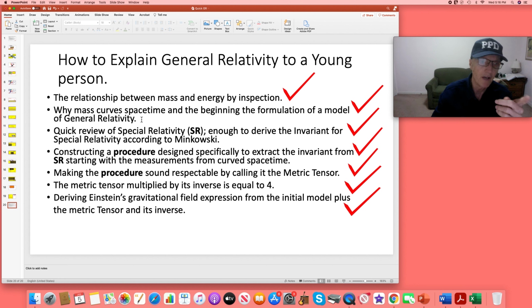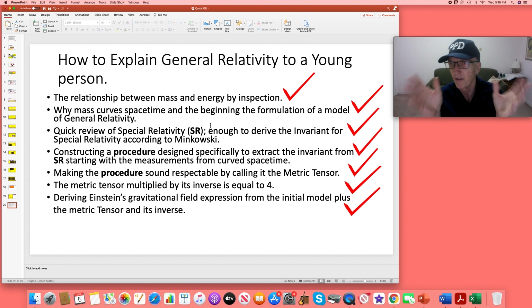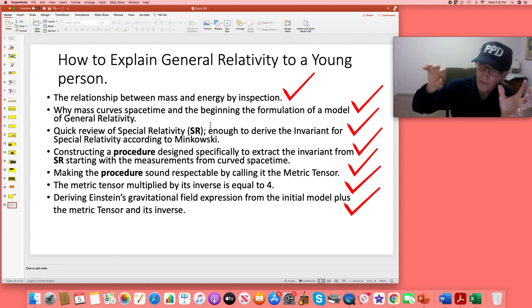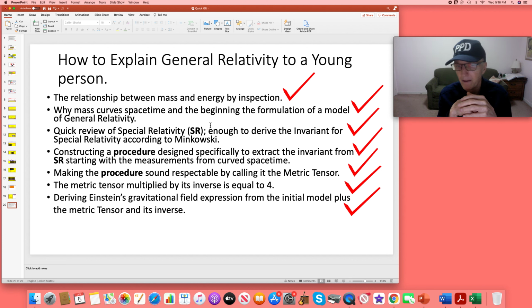The next one was why mass curves space in the beginning of the formulation of the model. The beginning of the formulation of the model is that the energy density or the mass density should be proportional to the curvature. And that's the initial expression that we started to work on.